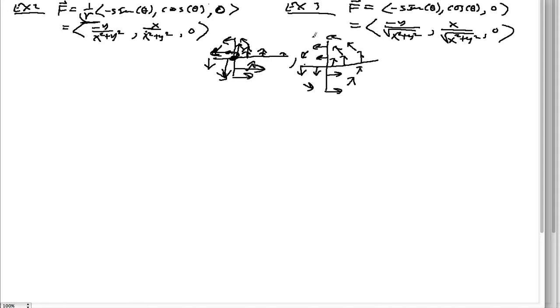It's always length 1, right? So we have this swirling going around like that. Okay, so let's now discuss what's going on with these two vector fields.